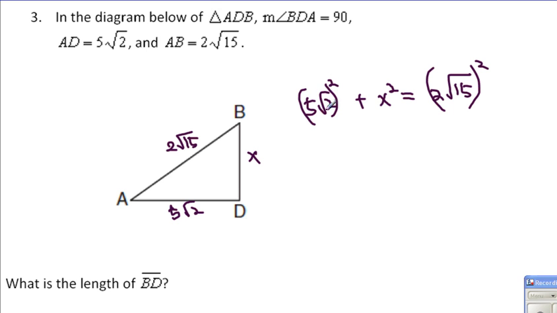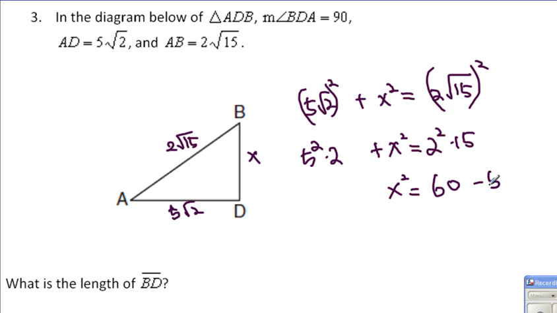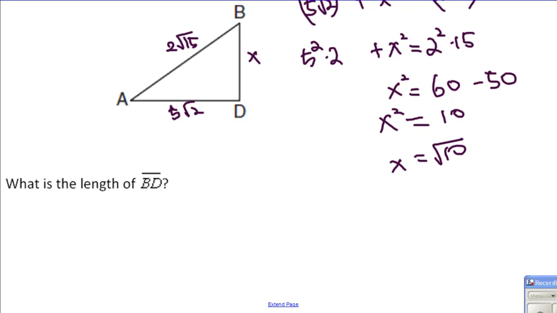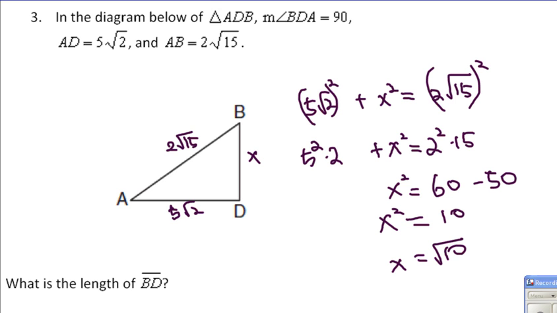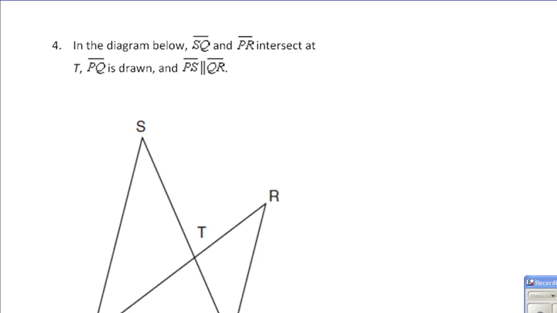Now, when you square them, you are not only squaring the radicals, hence getting rid of the radical, but also 5 has to be squared. And this becomes 5 squared times 2, because the radical and the square root cancel out, plus x squared here becomes 2 squared times 15. Same idea, the square and the square root cancel out. So we end up having x squared must be equal to, here we get 60, and here we get 50, so subtracting 50, that means x squared is equal to 10. So we know that x must be equal to square root of 10. Alright, so this was one of your choices. Number 4.